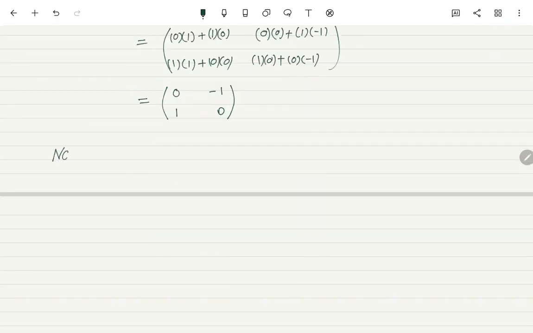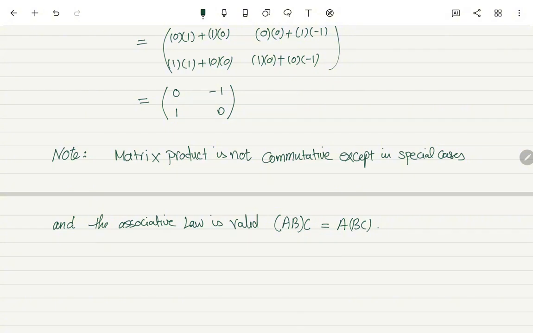Note, matrix product is not commutative except in special cases, and the associative law is valid in such a way that AB, between parentheses, times C is equal to A times BC. And there's also a distributive law, which means matrix A times the matrix B plus C is equal to AB plus AC.